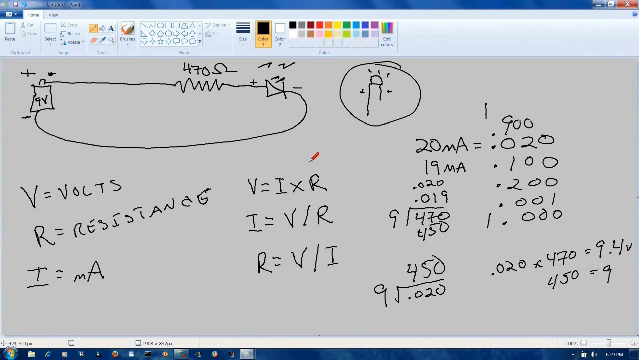So these are very important for our circuits. It's not hard math. It's multiplication, division, and use your calculator. That's what they were invented for. Students use their calculators all the time.